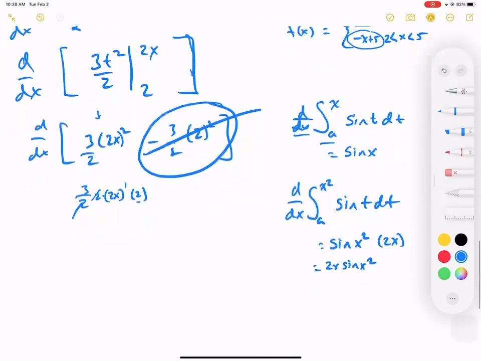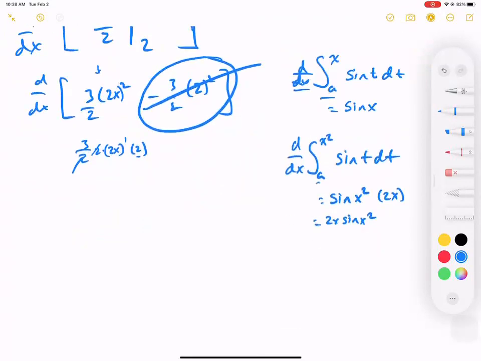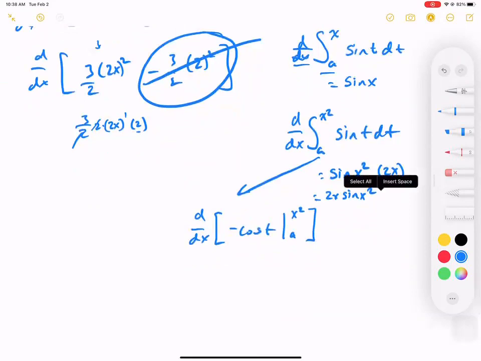Why is this true? Let me go ahead and show you one more time. The integral of sine is negative cosine. So d over dx of negative cosine t, plug in x squared and a. Right, because the derivative of cosine is negative sine. When I plug in x squared, it'll be negative cosine x squared minus negative cosine a.